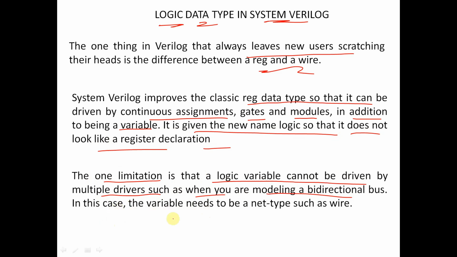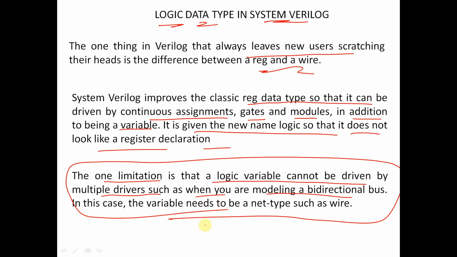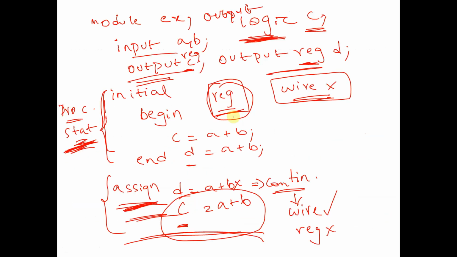In this case, the variables need to be nets as well. This we will discuss in our future sessions. So finally, when we declare any variable with the logic data type, it can be used both in procedural statements as well as continuous assignment statements.